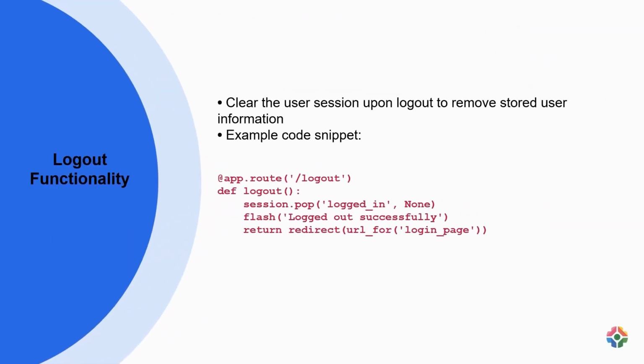When a user logs out of a system, it is important to clear their session to prevent unauthorized access to their information. In the provided Python code snippet, the logout function in a Flask application removes the logged_in key from the session using session.pop('logged_in', None). This action effectively clears the user session upon logout.